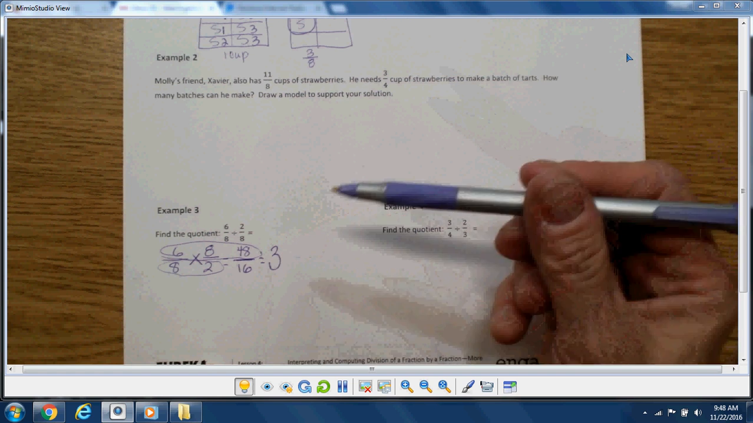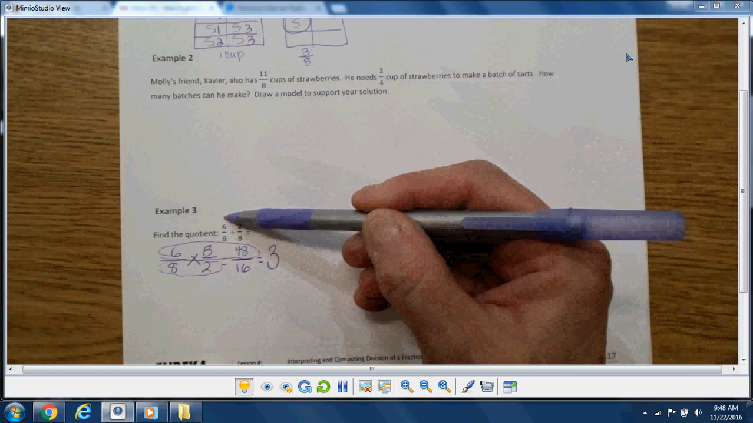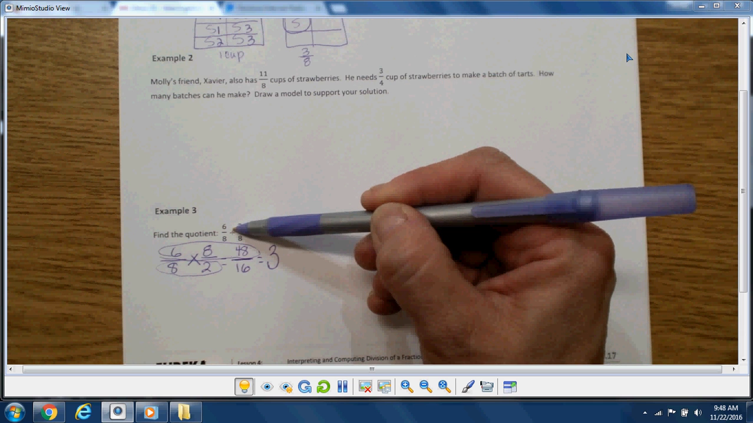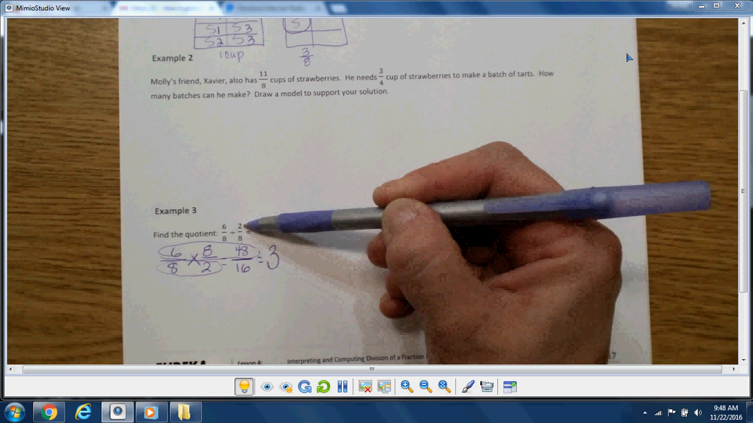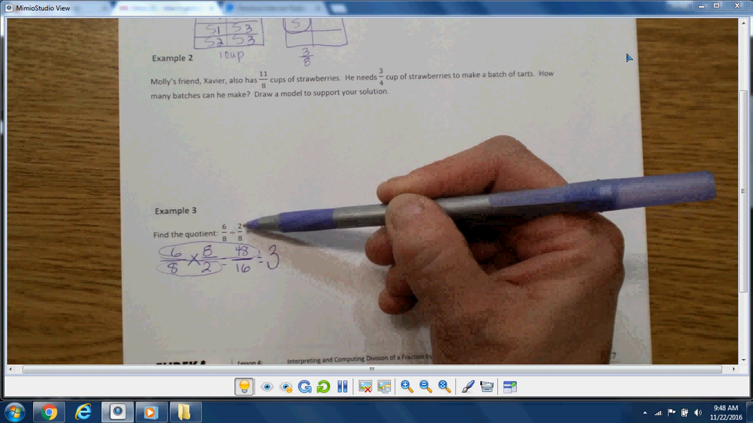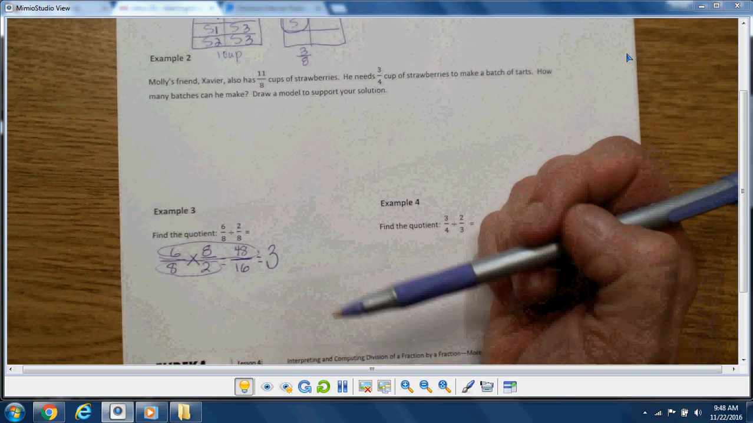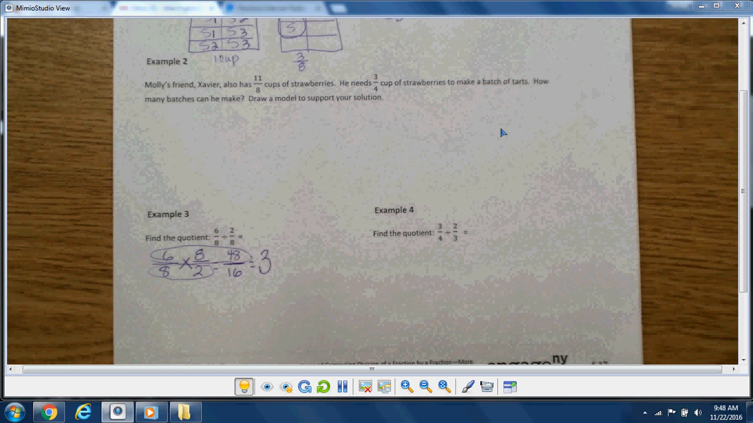So what you need to remember is make sure the first fraction is a fraction, even if it's improper. Then change the sign to multiplication. Then flip the second fraction to its reciprocal. Then just multiply your numerators, multiply your denominators, and simplify it. That's all there is to today's lesson. Try the rest on your own.